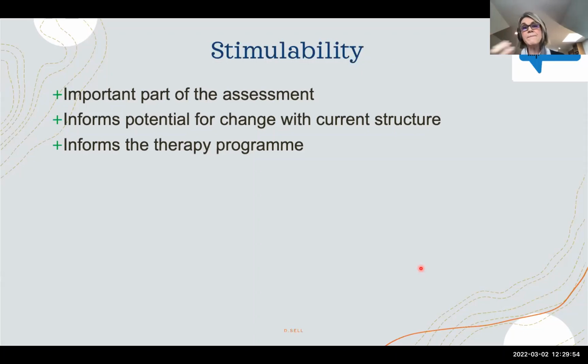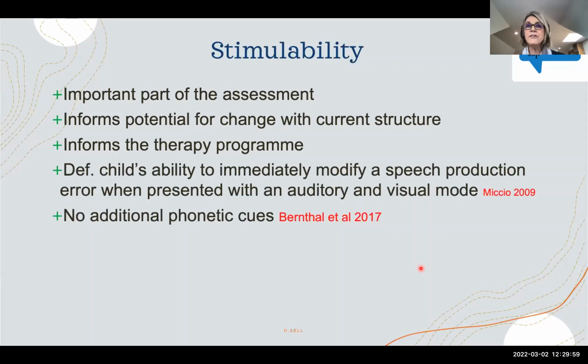So it goes towards this picture that you're getting of your patient. If we look at the definitions, which is very interesting, these are from the speech sound disorder literature, because I didn't find one in the cleft literature, in fact.